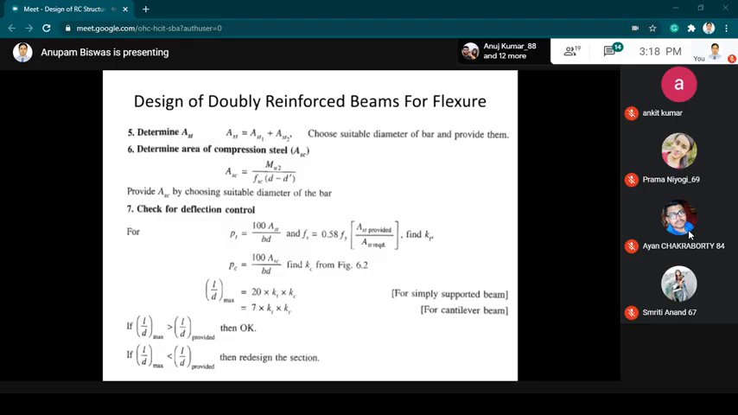Find the deflection for L by D max, that is 20 into KT into KC for simply supported beam, and 7 into KT into KC for cantilever beam. And we have to check for L by D max and L by D provided. If L by D max is more than L by D provided, then it is fine, and if less, then we have to redesign by considering another section.